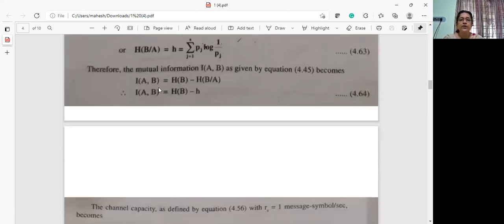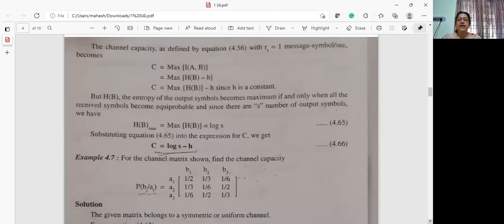And the expression for mutual information, we know the general expression as h of B minus h of B by A, or you can write it as I of A comma B is equal to h of B. Instead of h of B by A, you can substitute h. And the channel capacity will be the maximum of the mutual information. So I am substituting the value for I of A comma B. So this will be maximum of h of B minus h. And what will be the maximum of h of B?